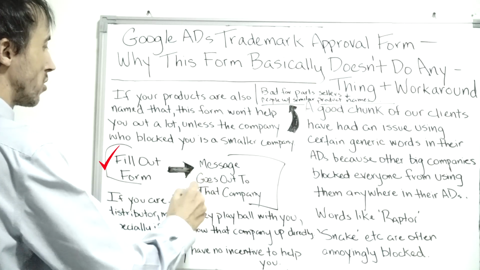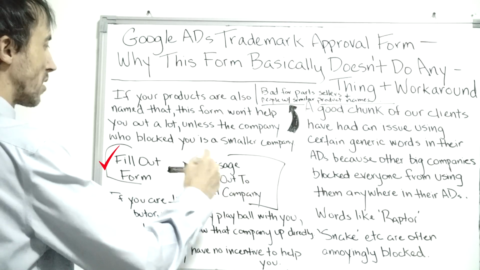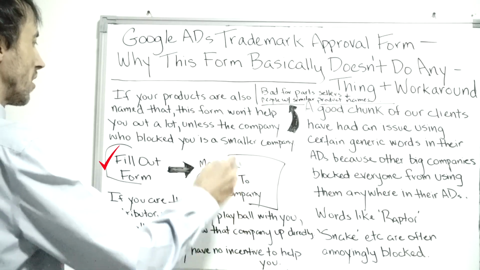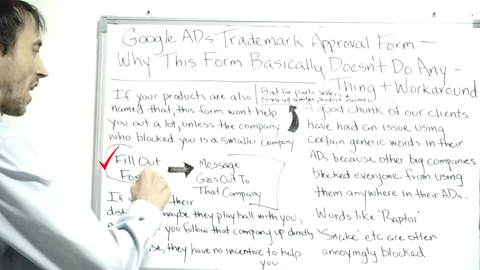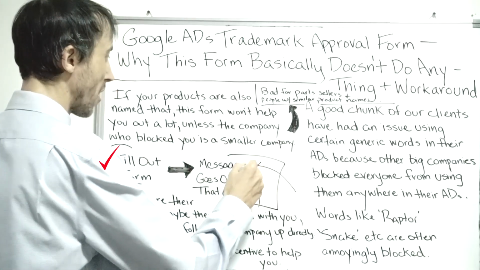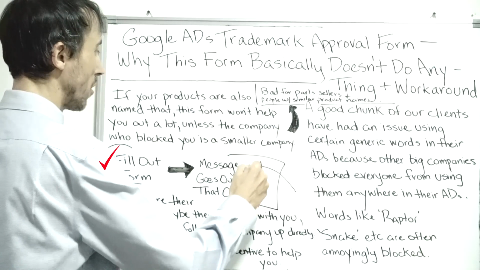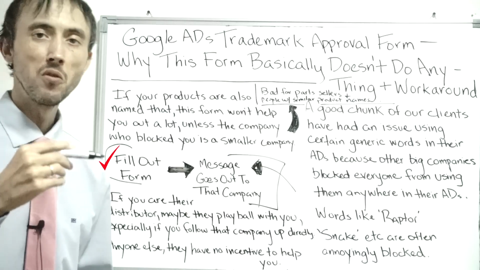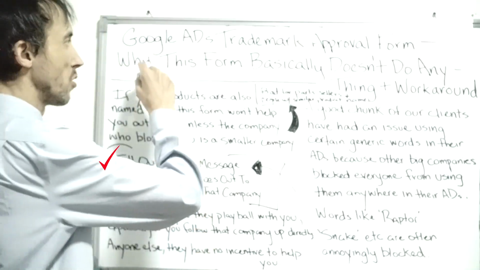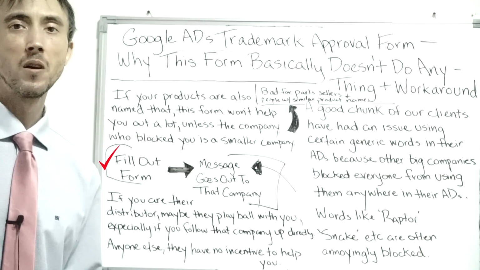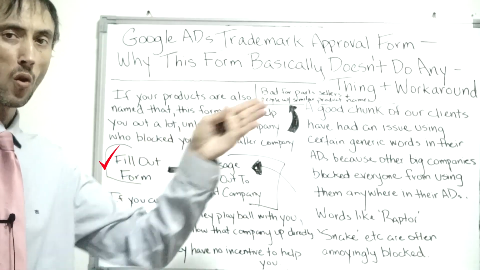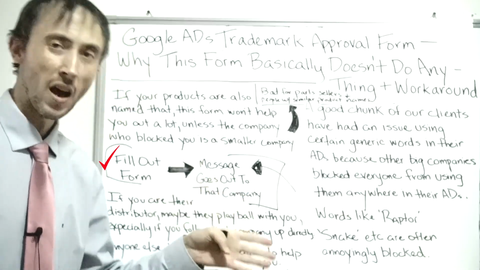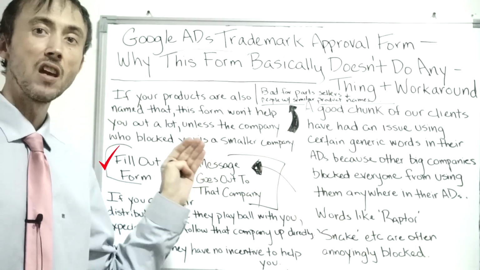The message goes out to whoever had submitted the trademark blocking form to block you from advertising that keyword or trademark term in your ad. And then that company who holds the trademark needs to approve your request. So this is just a request form. You're not requesting from Google. Google's forwarding that on to the trademark holder. They've got to approve your request to use their trademark in your ad.